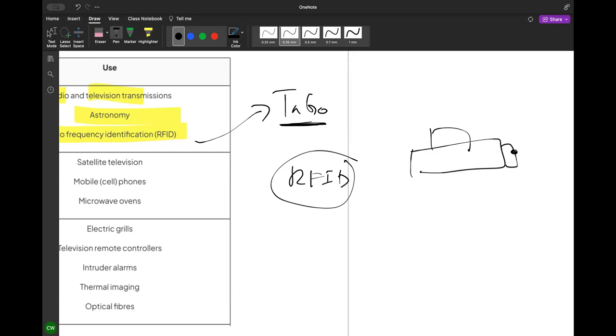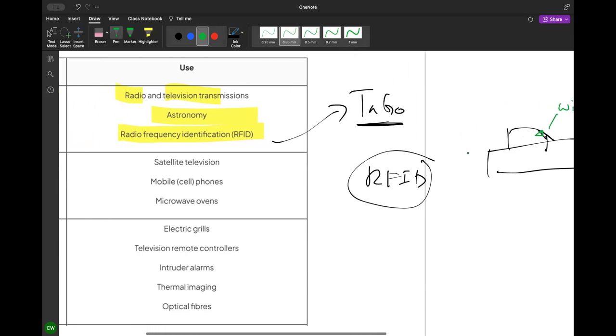Here. Or now normally they don't put it there anymore. They put it on the windscreen. This is the windscreen. Okay, either here or the windscreen.